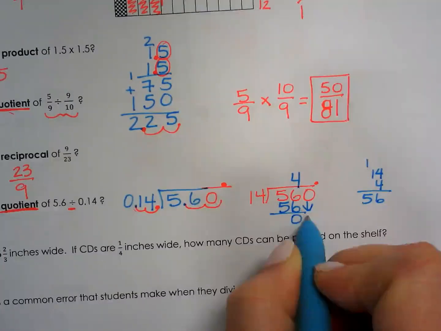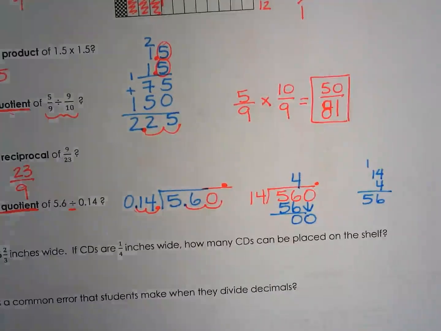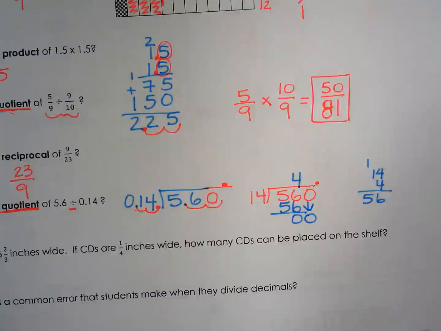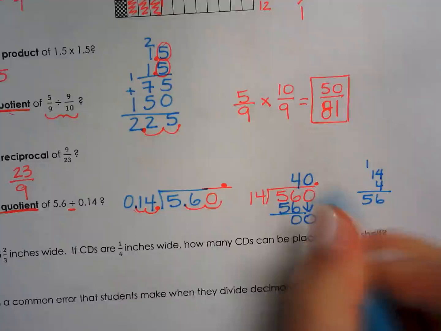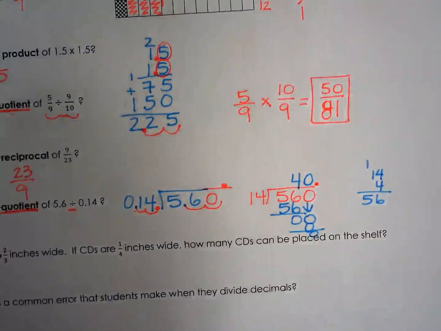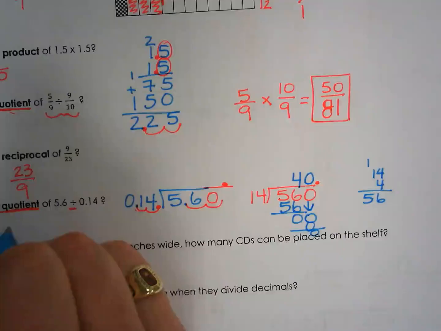Now don't forget, you have to bring down that other 0, and if we bring something down, something has to go up in its place. So 14 goes into 0 times, and that's 0. And now I'm done with my problem. So the answer to number 13 is 40.